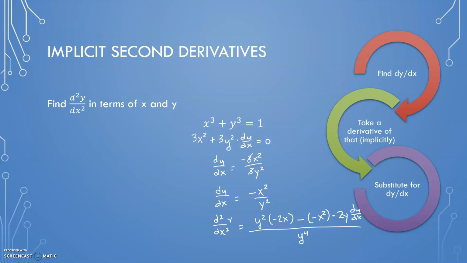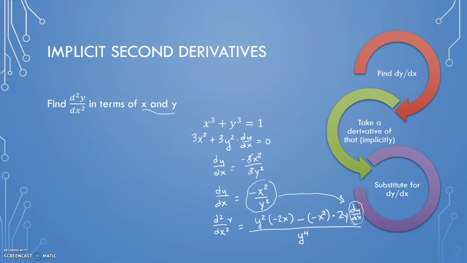Now we're going to do a substitution because we want our answer in terms of x and y. We don't want our answer in terms of dy dx. So the substitution we're going to make is that we know that dy dx is equal to negative x squared over y. So we're going to make that substitution so that we only have x's and y's in our answer. And then we'll try doing a little simplifying.